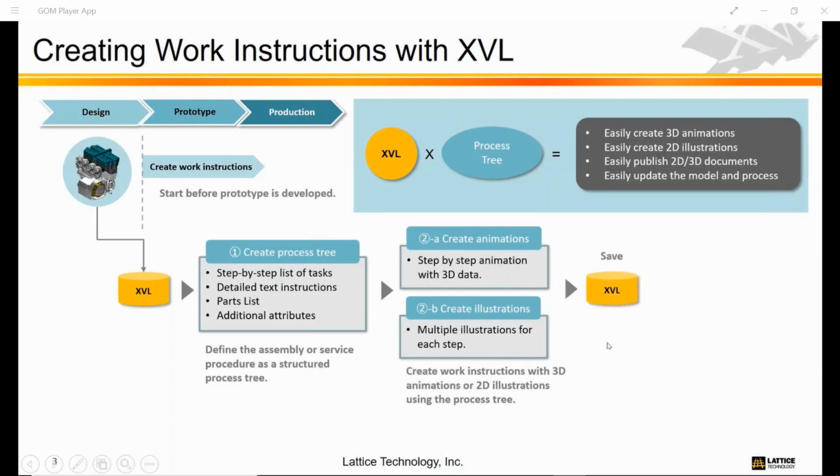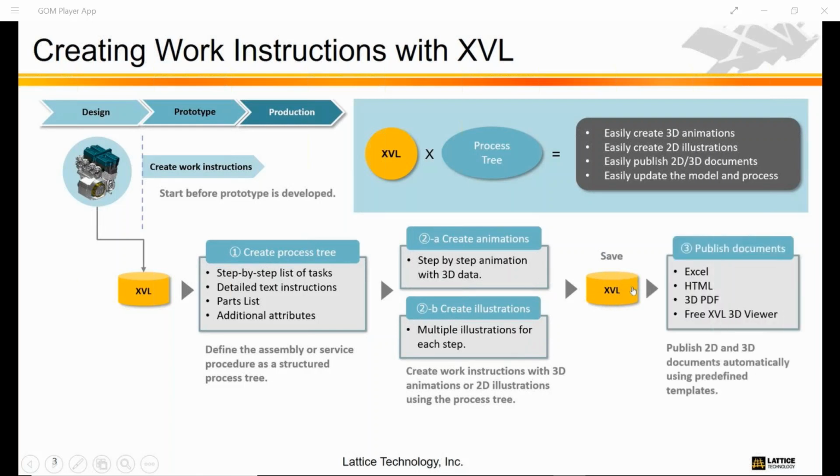Once you've authored all of these, you can save them back in the XVL file. And you can use this XVL file with other Lattice tools to publish your 2D and 3D documents. These can be in Excel, HTML, or 3D PDF format. And viewing is free with the XVL 3D viewer.